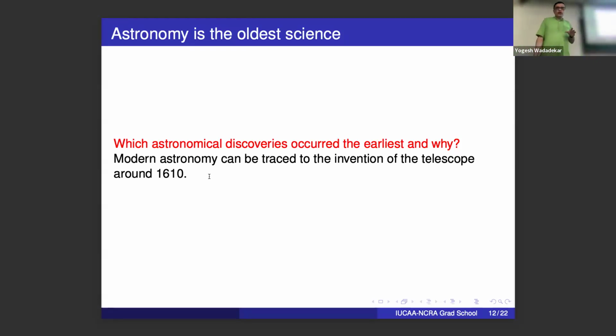But much of what we will study will not be this historical astronomy. We will study what we call modern astronomy. And that really began with the invention of the telescope around 1610. And Galileo was the first person to turn a telescope up towards the night sky. And he made a number of discoveries. You may be familiar with some of them. But really, that is a turning point.